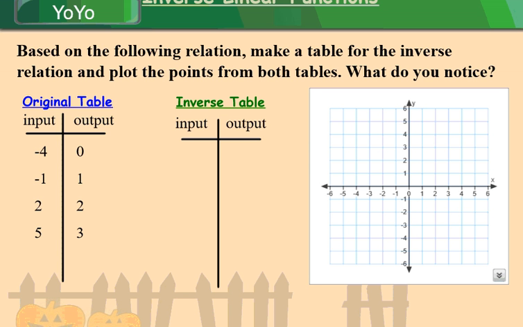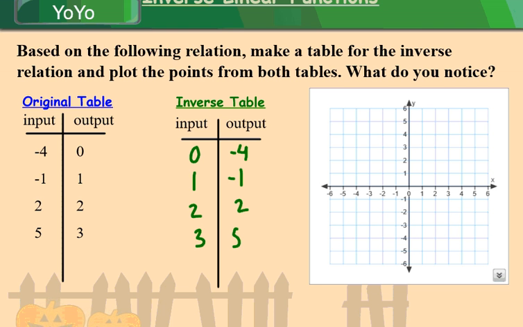Okay, here we go. Let's make the inverse table first. The definition of the inverse is it flips the inputs and outputs. So for the original table, if I give it -4, it's going to return 0. But for the inverse, it needs to be the opposite. It means if I give 0 as the input, it's going to return -4 as the output. Over here, if I give it 1, it will return -1. If I give it 2, it will return 2. If I give it 3, it will return 5.